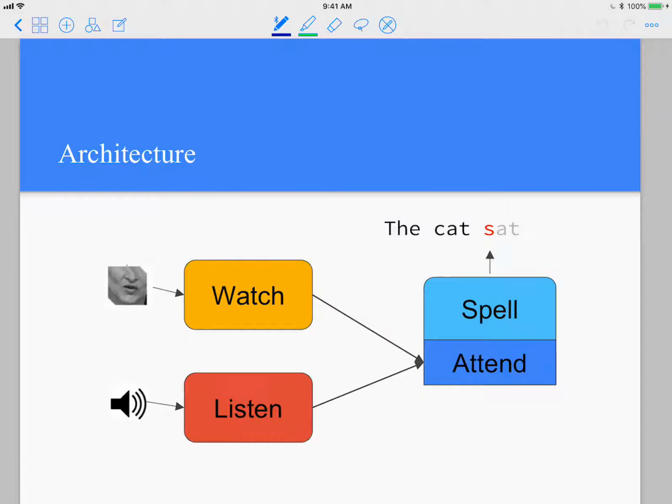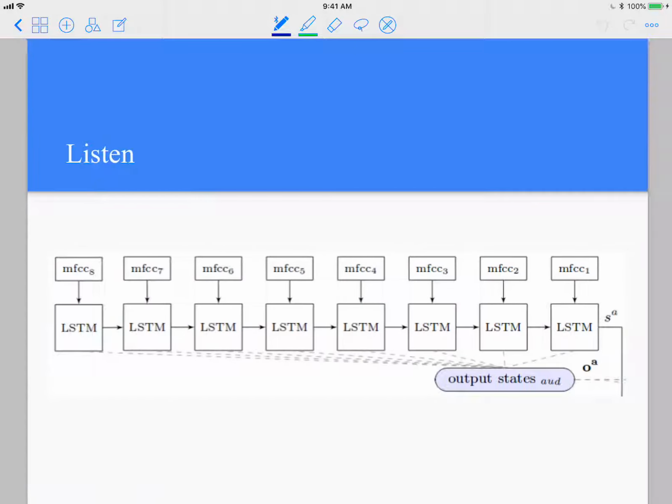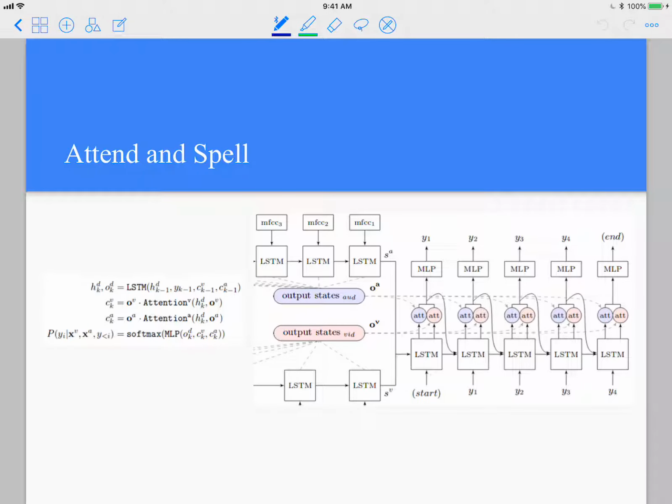Okay. But I think the model doesn't seem to be really interesting. It's just a straightforward application of an attention-based sequence-to-sequence model.